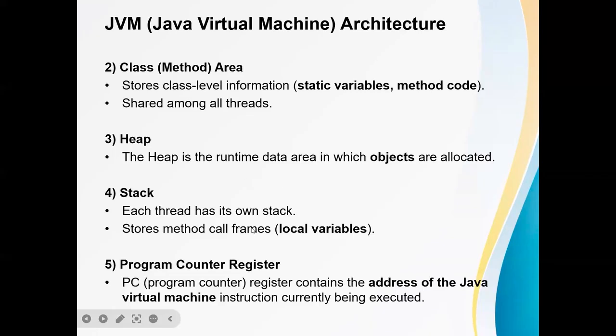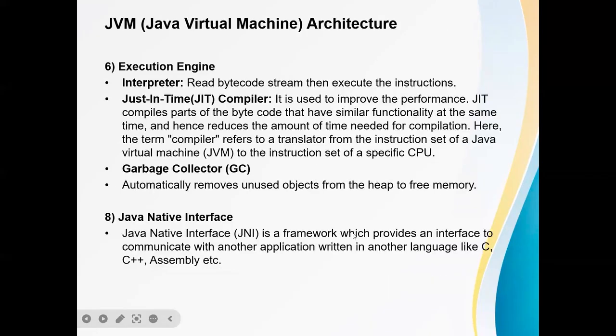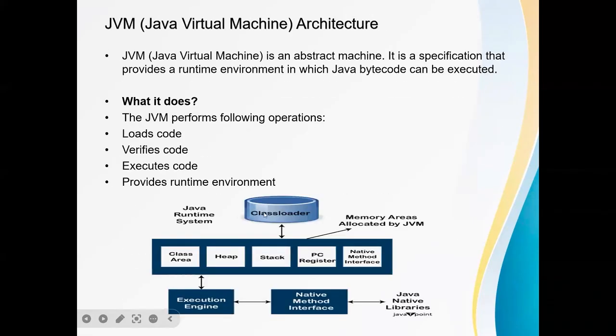So we loaded the class, we got the memory. Then next what will happen? Next we have something called the interpreter, then something called the JIT compiler, and then we have a garbage collector. See, currently we have the class loader. Then we have seen all of this, right? Class area, heap area, stack and register. Then we have an execution engine.